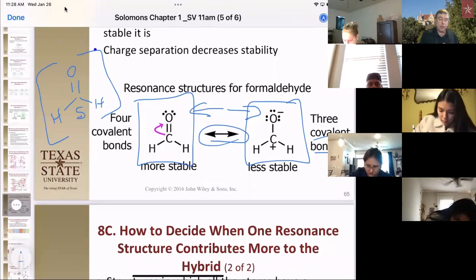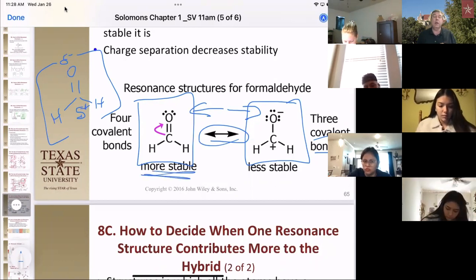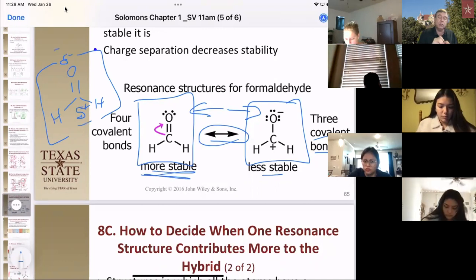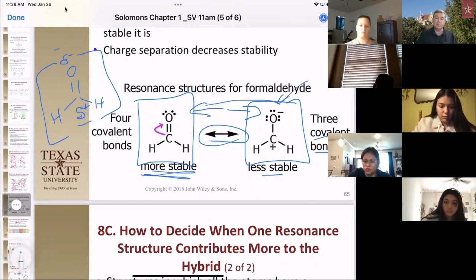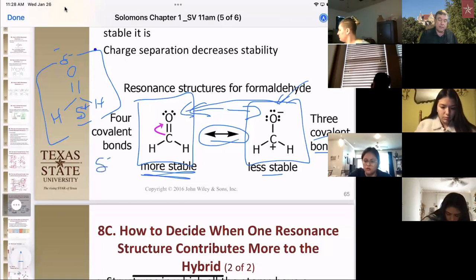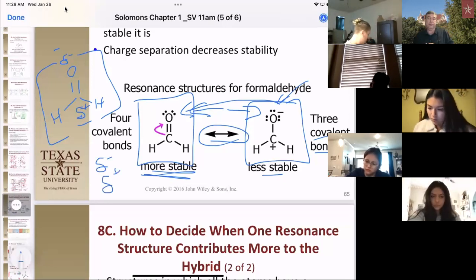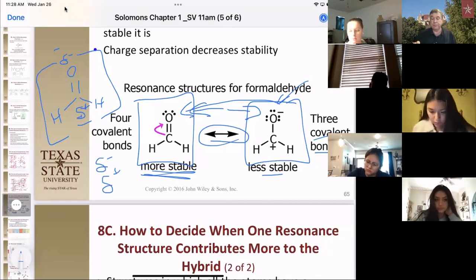And then we have a partially positive charge on carbon and a partially negative charge on oxygen. So our resonance hybrid looks more like the more stable one, but the less stable one is represented by having those partial charges. We don't have full charges because it's more like this. We have partial charges. Do we understand what that little symbol there is? That is delta. Delta minus is a partial negative charge. Delta plus is a partial positive charge.